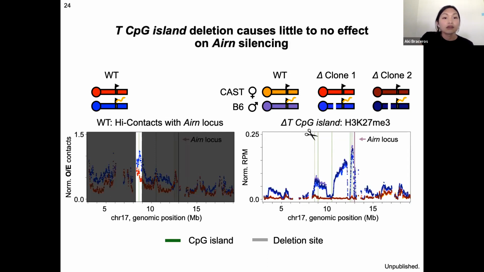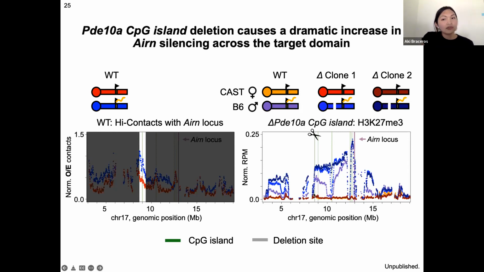However, when we deleted the T-CpG island on the other end, which is 5 megabases away from the Airn locus, we did not see that same effect. We essentially saw no difference in silencing, perhaps a little bit of reduction here, but nothing widespread like SLC22A3.